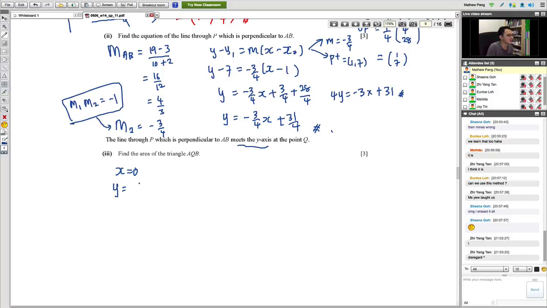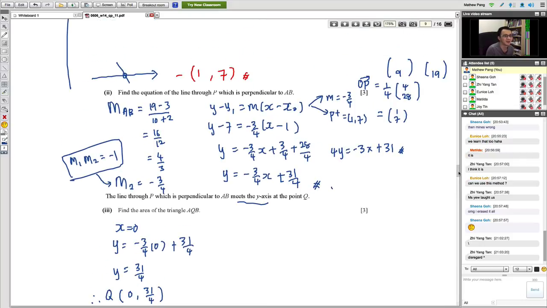So y equals negative 3 over 4 times 0 plus 31 over 4. So y equals 31 over 4. It's not a good number, but I think it's fine. So therefore we can get the coordinate of Q easily. It's (0, 31 over 4). If you understand this actually means y-intercept, then you can straight away take it. Alright, then find the area of AQB.